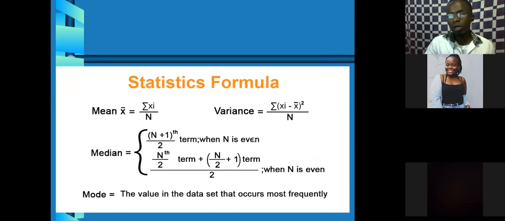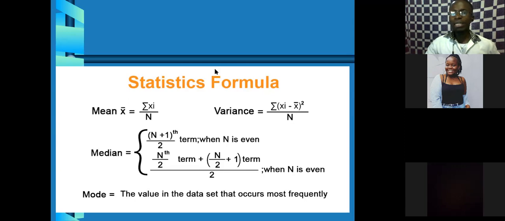So if you have an odd number of variables, what you do is that you add a 1 to the number of variables that you have, okay? You add a 1, and then you divide everything by a 2. So let's say, for example, you have 9 variables. Then when you add a 1, you're going to get 10. Then divide by 2, it's going to give you a 5, okay?